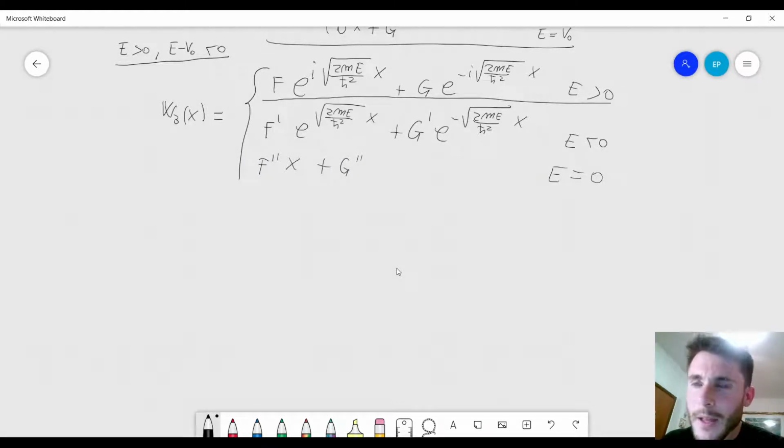Because we have to find these constants, okay? We have to find a way to derive an expression for these constants. And we will see that these constants are important because they are also related to the transmission coefficient, one of them in particular will allow us to calculate it.